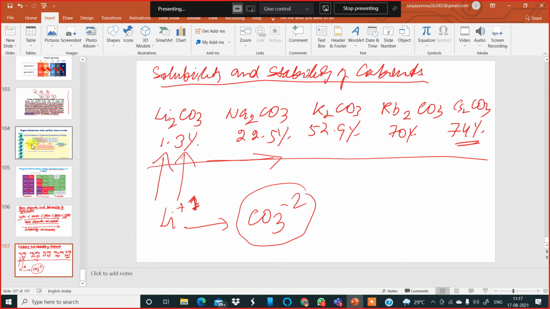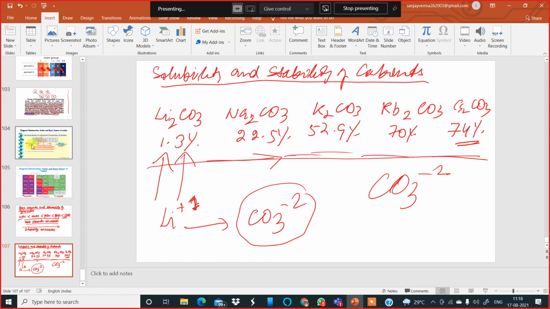Other alkali metals like sodium, potassium, rubidium, and cesium are larger in size and can effectively stabilize the large size carbonate ion. That is why other alkali metal carbonates are quite stable. Now this was the discussion of the periodic table and the properties of compounds of alkali metals till now.